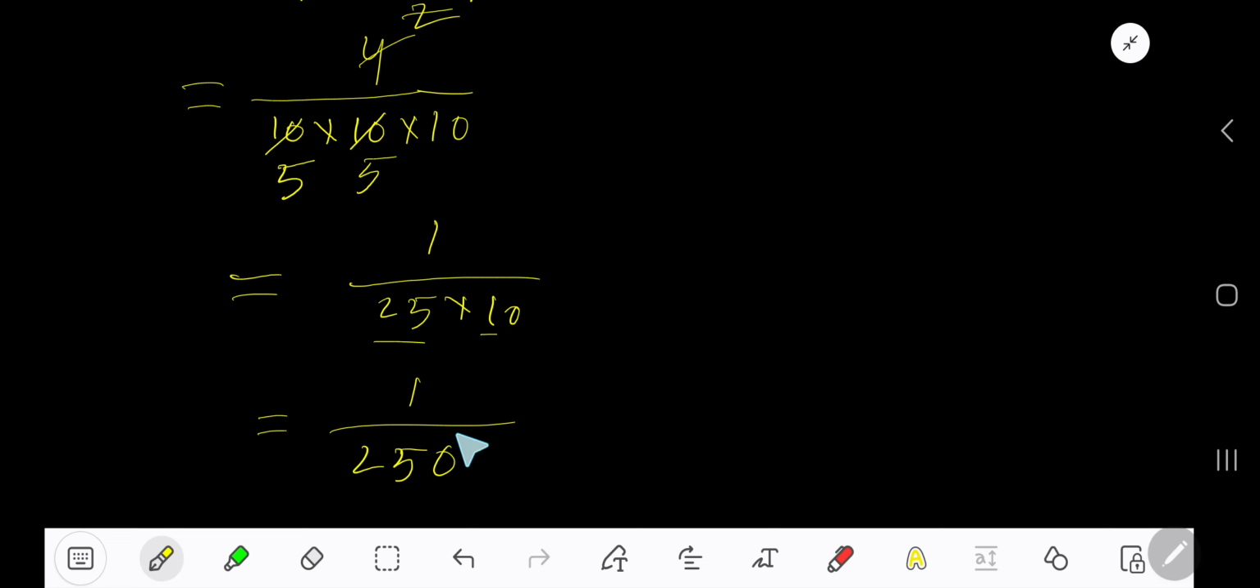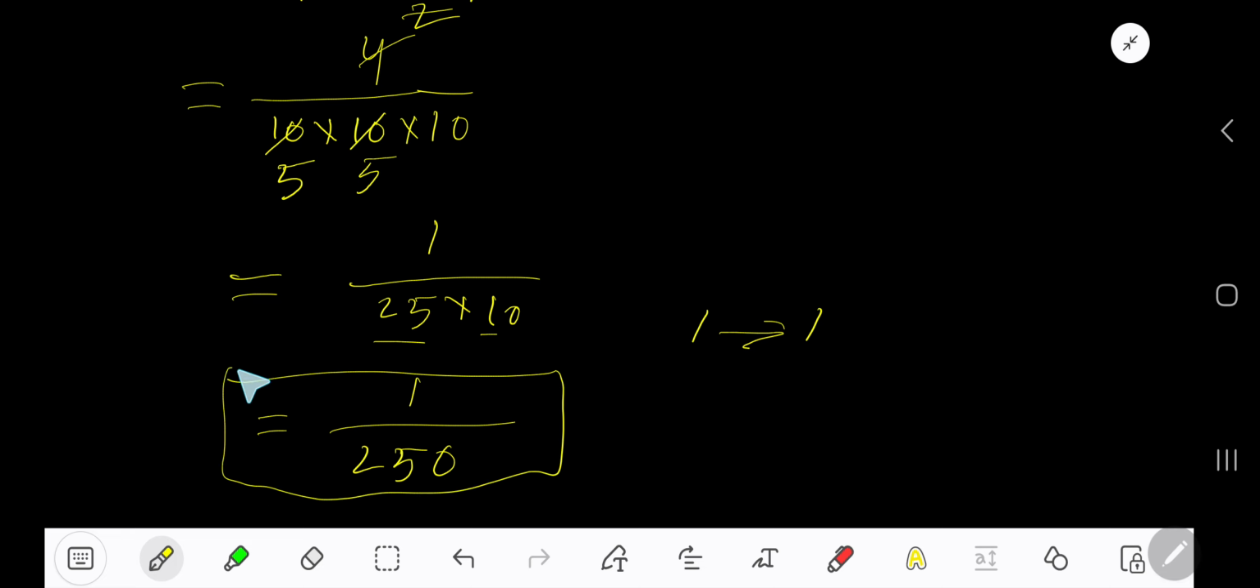25, add the 0. The 1 has only one factor, 1 times 1. So 1 has only one factor, which is 1. So the common factor between 1 and 250 is 1. So we can say that this is the lowest term, or simplest form, or reduced form.